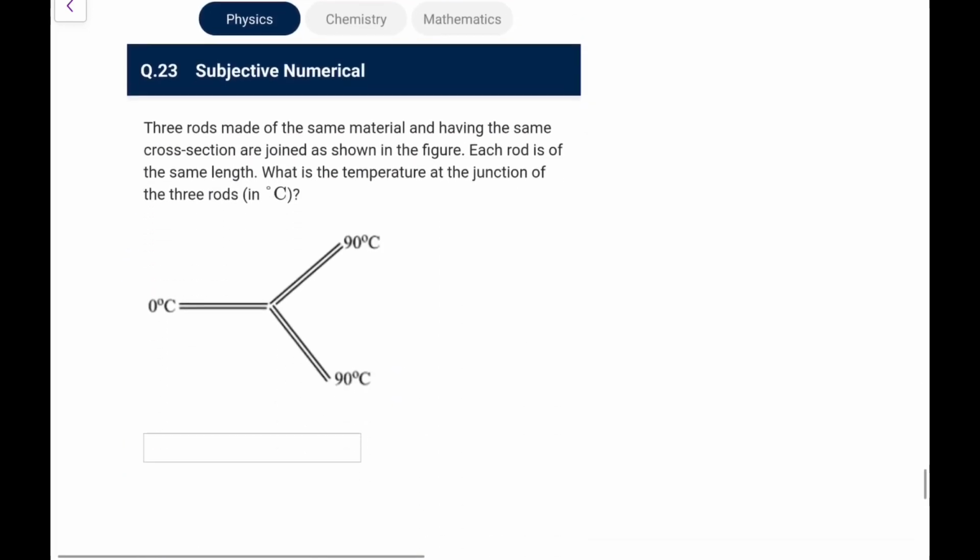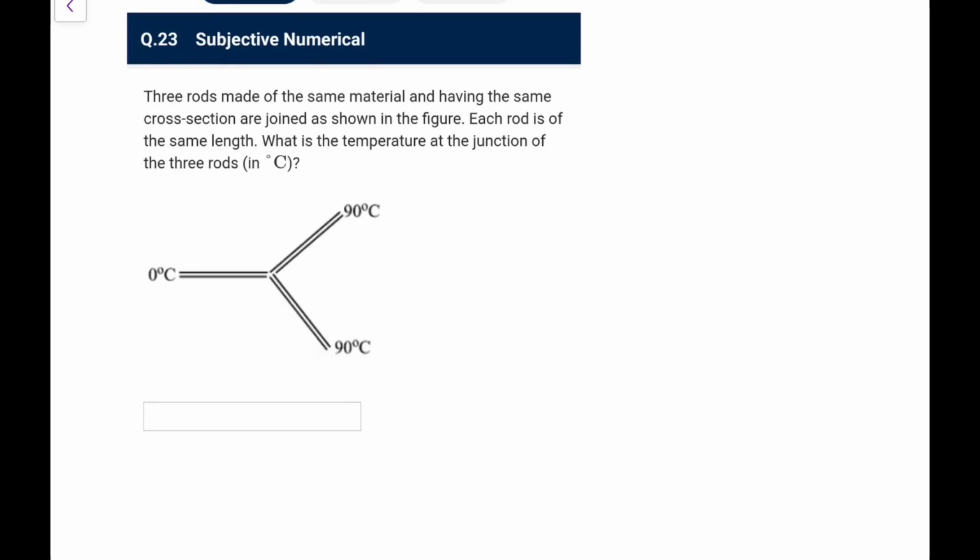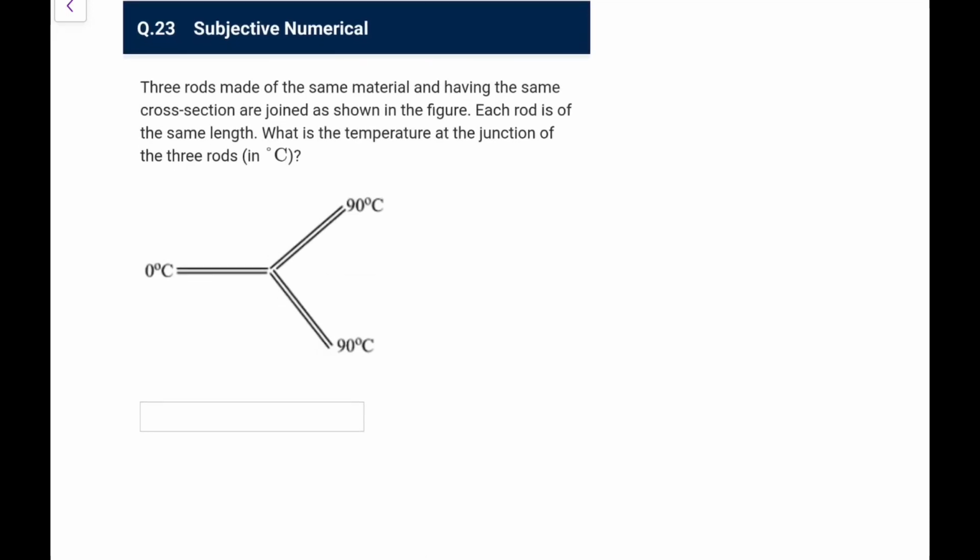Next one. 3 rods made of the same material having the same cross section are joined as shown in figure. Each has the same length. What is the temperature at the junction? So let the temperature of the junction be T. Let the heat that comes here be H1, let the heat that comes here be H2, and let the heat that goes there be H3.